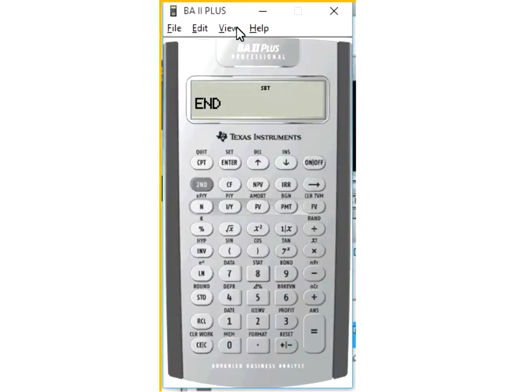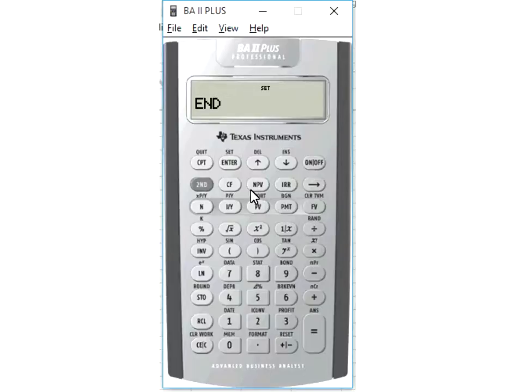So if you have a calculator, just follow this with me. Can you all view the financial calculator that's displaying now? Students online, can you view the financial calculator?